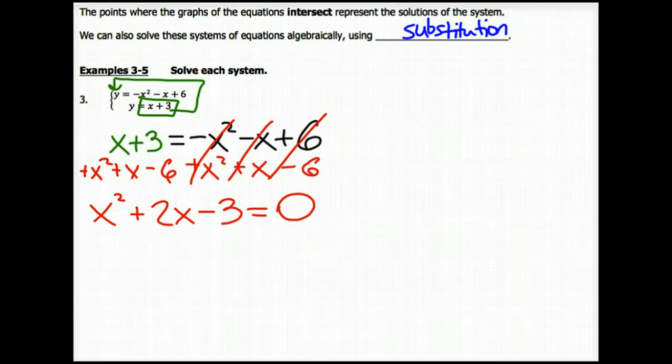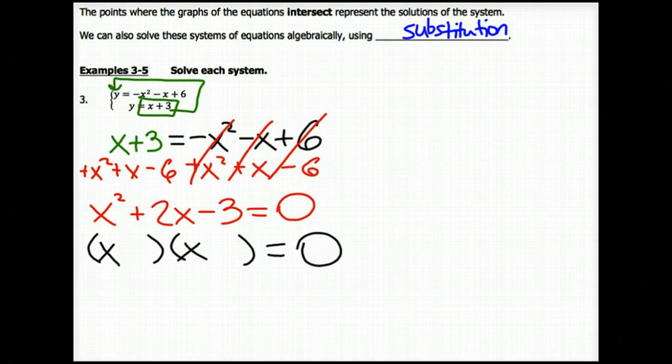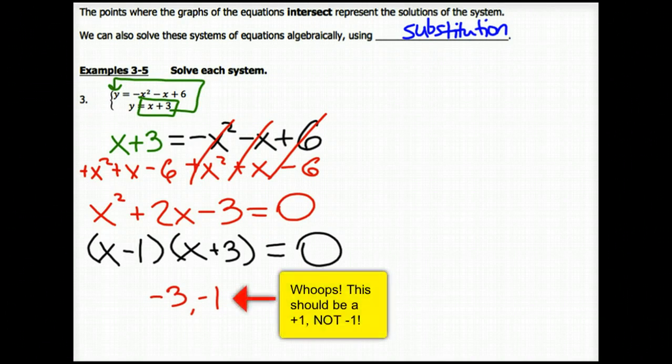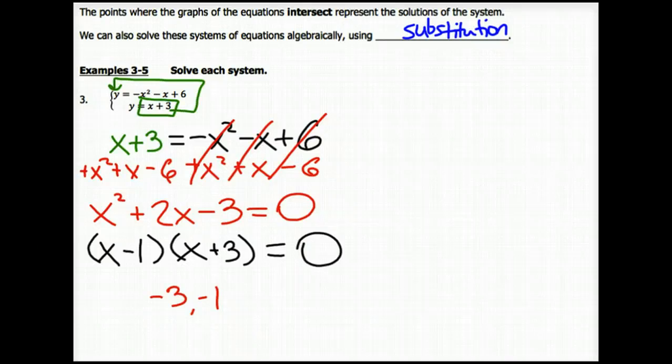Okay, this equation will pretty easily factor. You need factors of 3 that will have a difference of 2. Well, that would be -1 and +3. Okay, so that's how we factor that equation, and that means we have two solutions at -3 and 1. Okay, those, however, are the x value solutions of my system here.